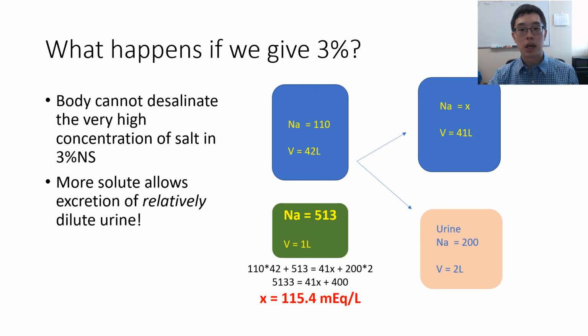Doing the math in this case results in our serum sodium going from 110 to 115.4, and as you can see, we have been able to provide a sufficient amount of salt to overcome the high urine salinity, and the remainder of the salt stays with the patient, resulting in correction. So here we have illustrated the next way we can correct hyponatremia, which is to give the patient a very highly concentrated salt solution, such as 3%.